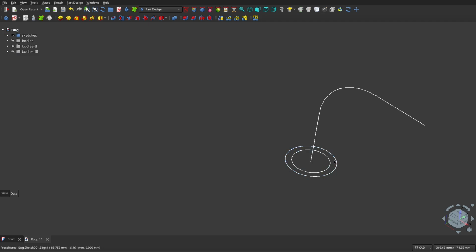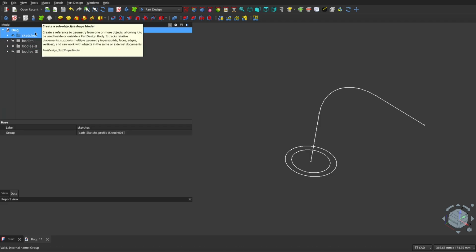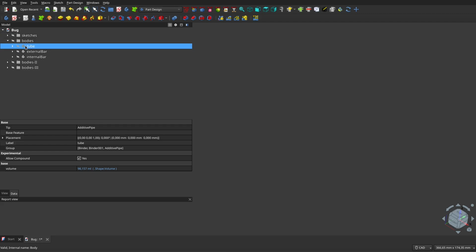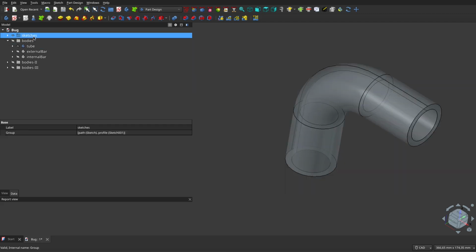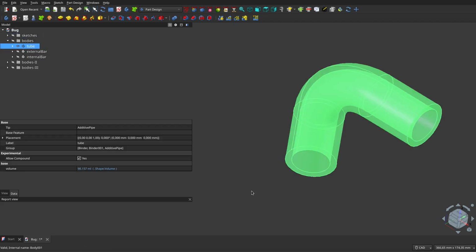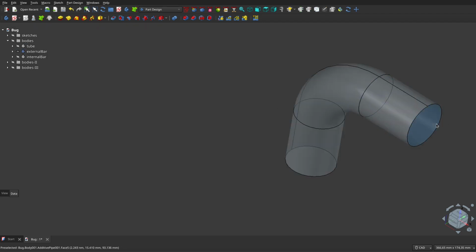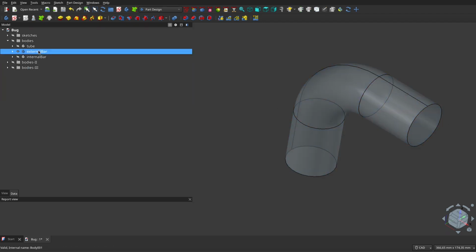Here, I created a couple of sketches, one for a cross-section and one for a path. Using these sketches, along with some subshape binders, I performed a sweep operation to create this tube. Okay? This tube has a volume of 98 milliliters. And this volume matches exactly the difference between the volume of an outer bar, let's call it that, and the volume of an inner bar.